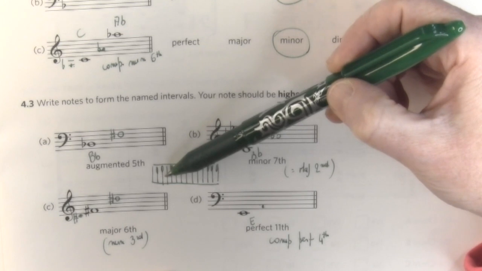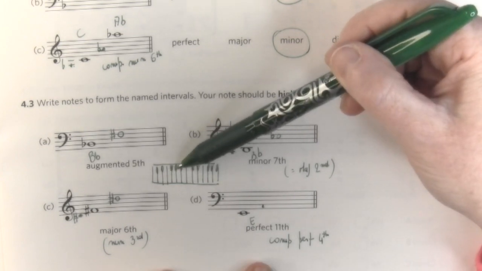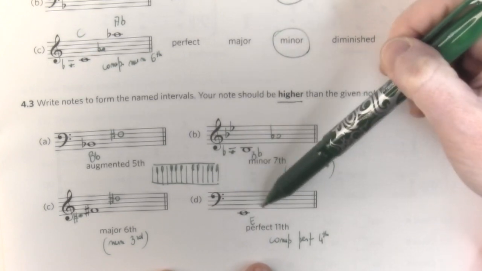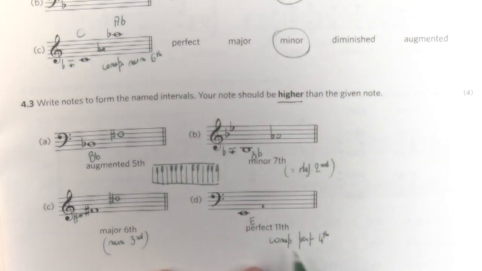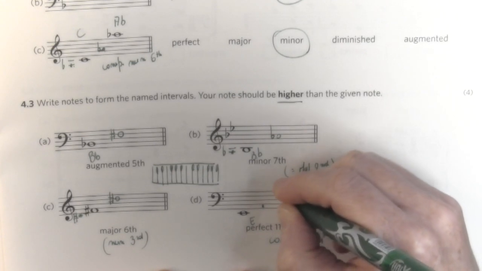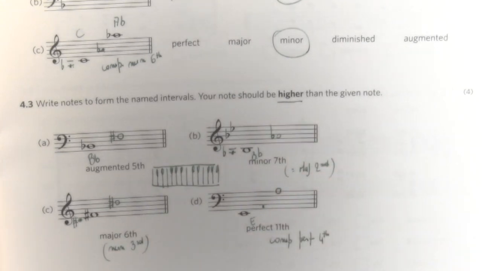Mi, so let's count. 1, 2.5. So mi la is already a perfect fourth. So what we need to do is to raise this la up an octave, and we found the final note. This is it.